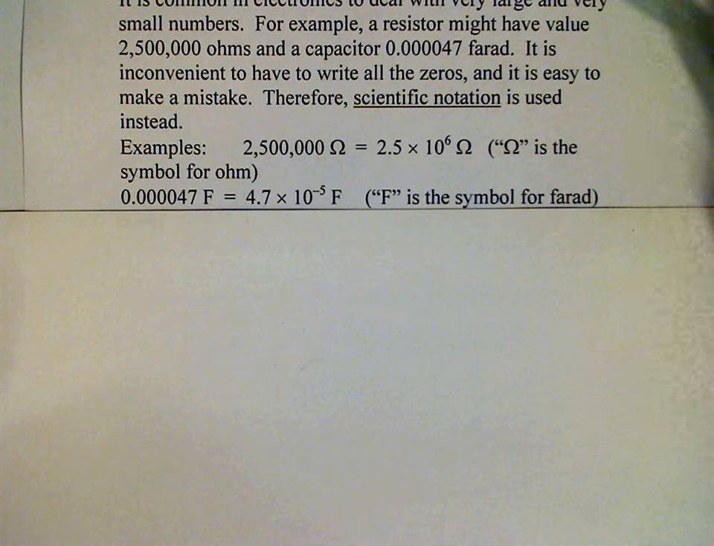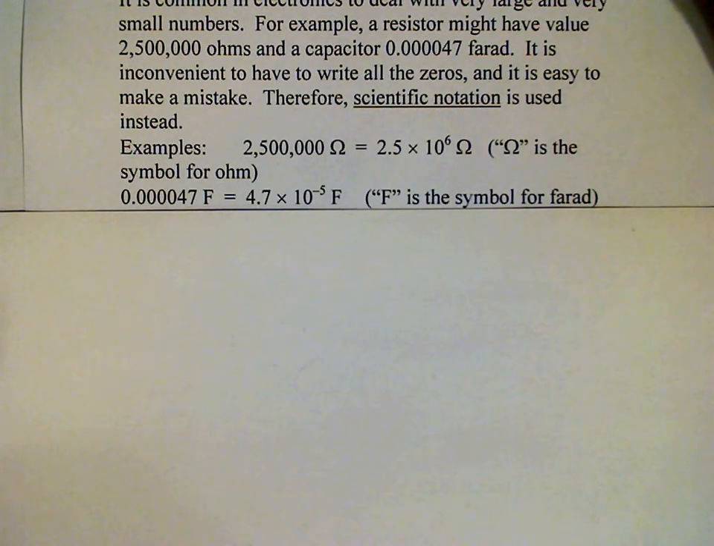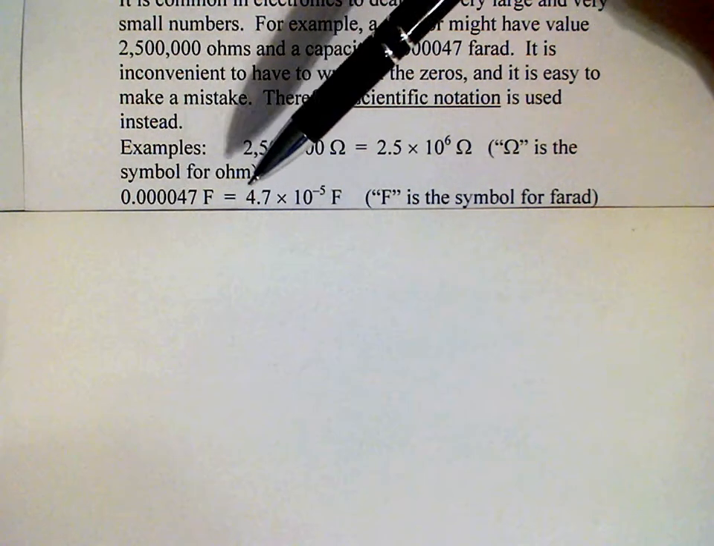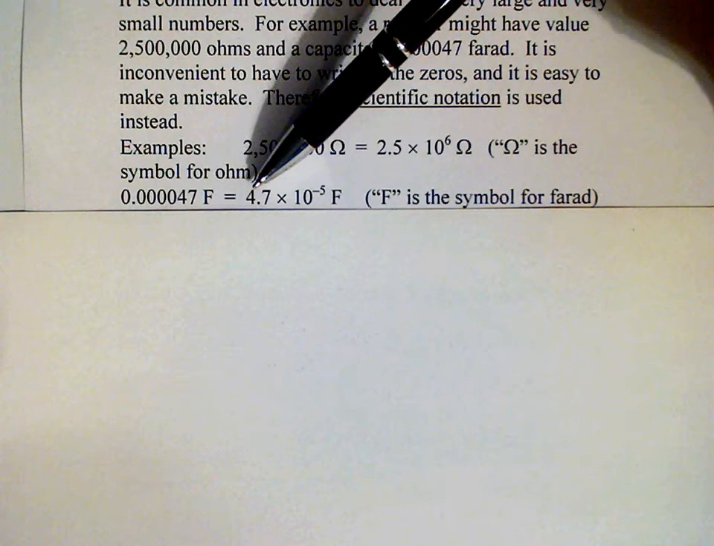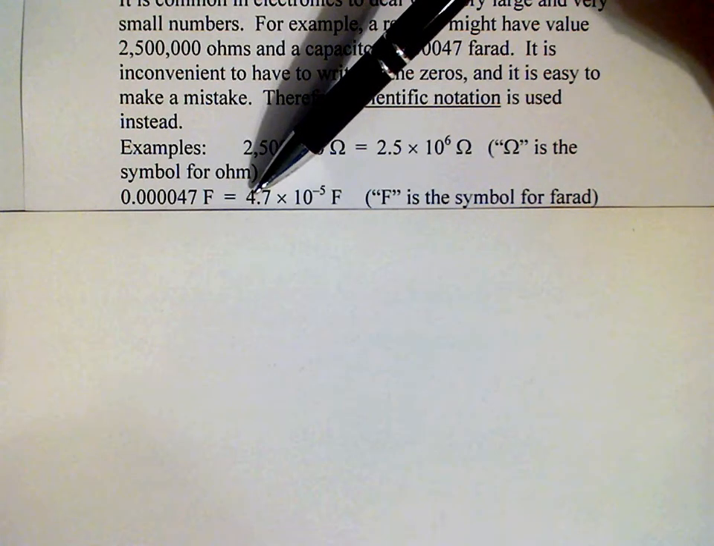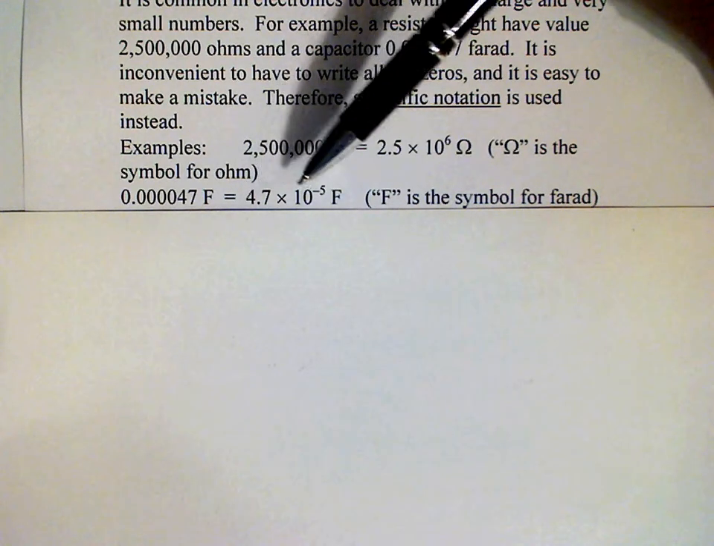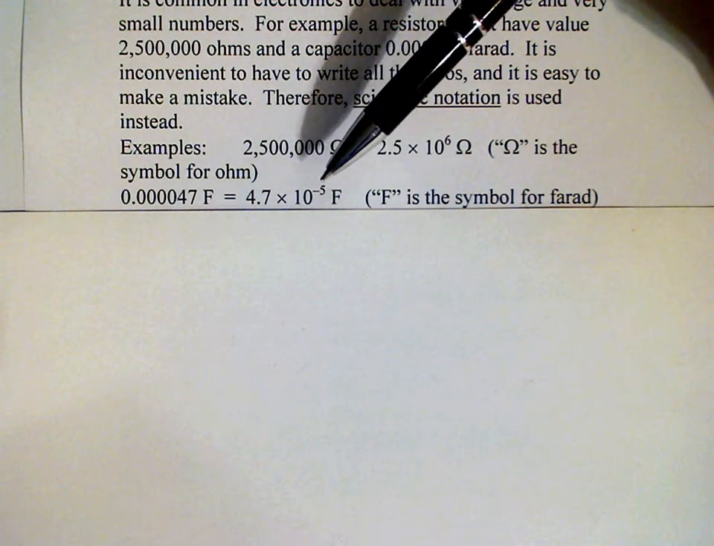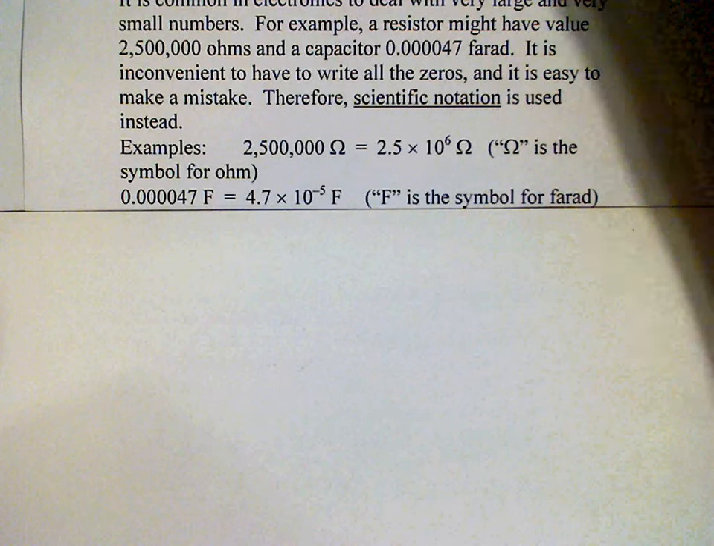For the small number, the 0.000047 farad, again we write the non-zero digits as a number between 1 and 10, so we write 4.7, and then the scale factor in this case is 10 to the negative 5. The negative exponent tells us we're dealing with a small number.